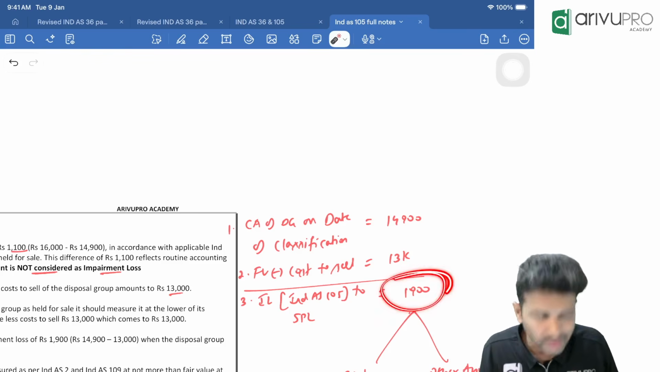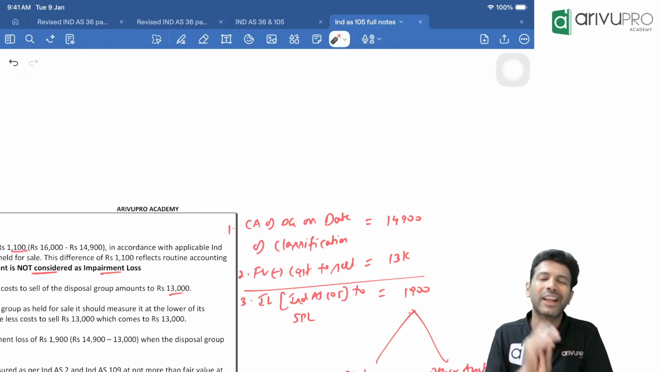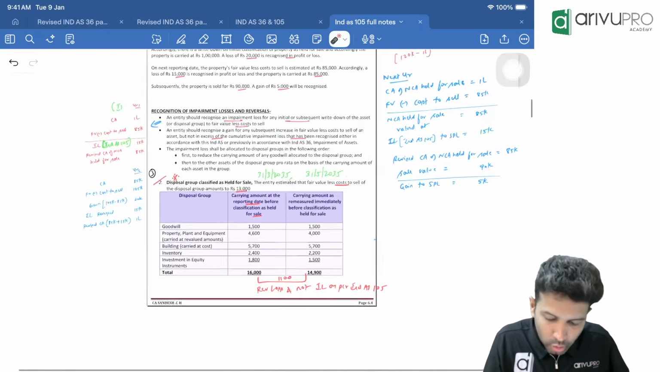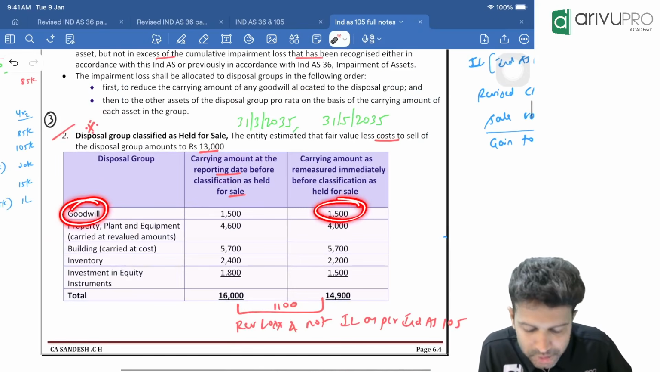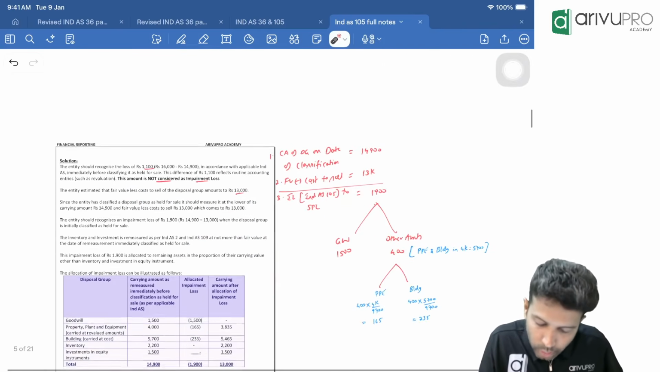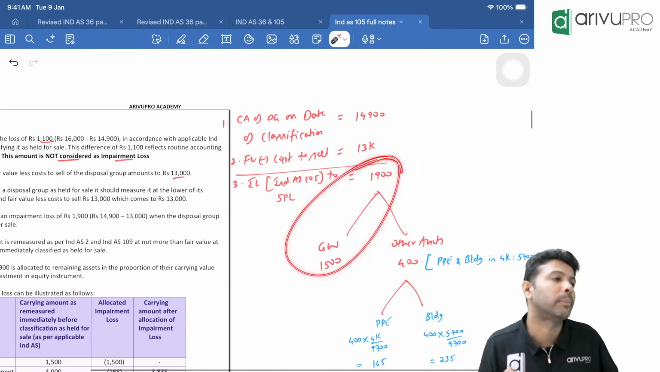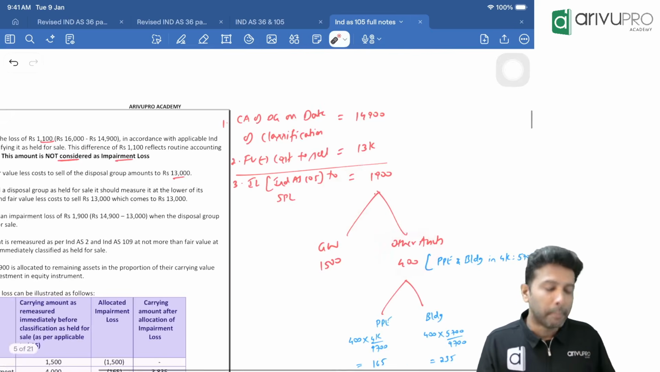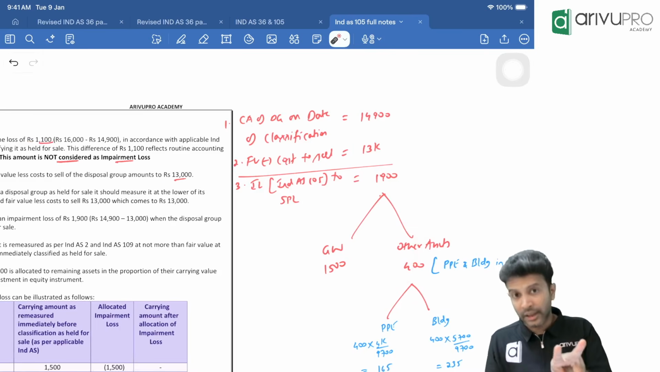So this 1900 impairment loss, first we'll try to assign the maximum to goodwill. Check: does this group have goodwill? Yes, it has goodwill. How much? 1500. So out of 1900, 1500 will be assigned towards goodwill. Still impairment loss is there. The balance is how much? 400. The balance you will give to the other assets.